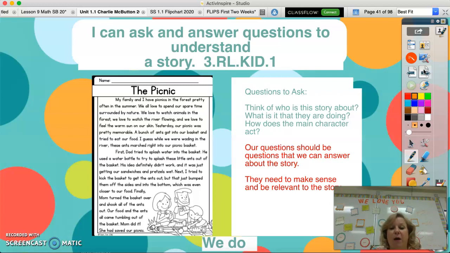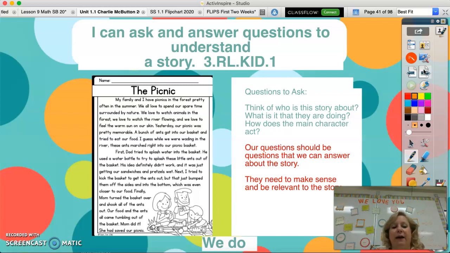So I think of who is in the story. I think, what are they doing? How does the main character act? Okay, and these questions can be answered by going back to the text and reading a little further, or by rereading what you've already read. They need to make sense and they need to be relevant to the story, the questions.